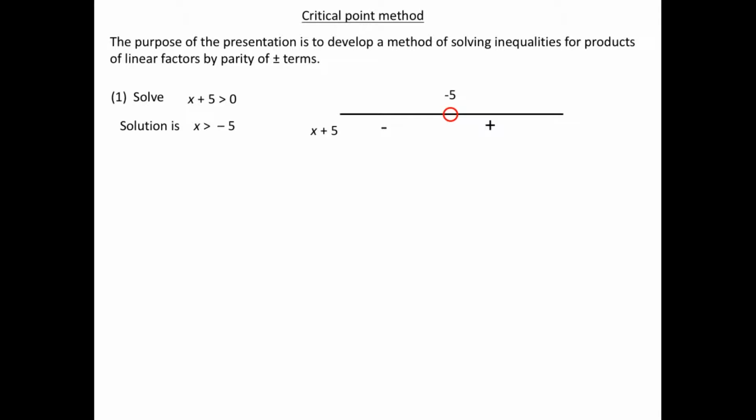Now, let's also consider the very simple inequality, x minus 3 is less than 0. First, we plot that the critical point is x is equal to 3. And clearly, once again, to the right of x is equal to 3, the solution is positive, and to the left, it is clearly negative. And therefore, the solution to x minus 3 is less than 0 is x is less than 3.